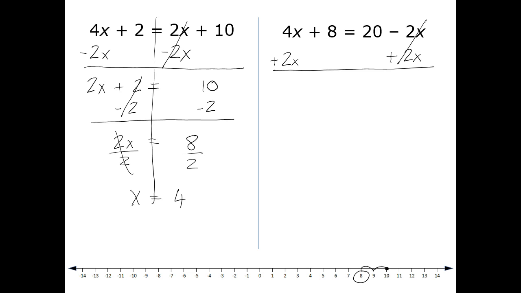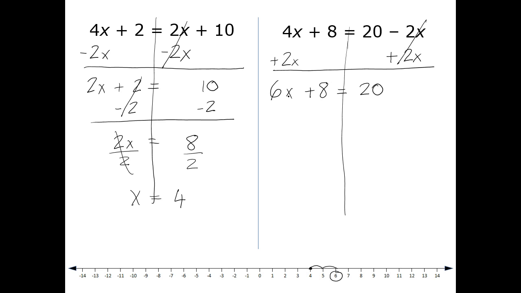These cancel out. And we have now 4x combined with positive 2x. I can stand on 4, move 2 steps to the right, and I land on positive 6. So this is going to be positive 6x. Nothing happened to this 8 right here. And nothing happened to the 20. So this is my new equation. 6x plus 8 equals 20. Okay?